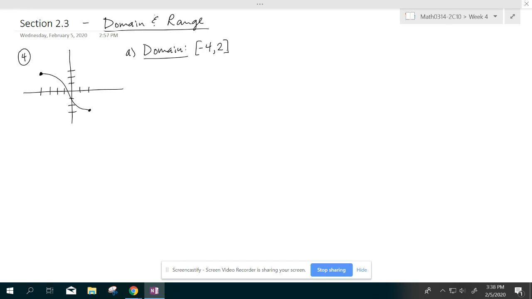Now the reason that's the answer is because as I move from left to right, where does the graph start existing? At -4? And does it continue to exist up until 2? And then what happens after 2? It ceases to exist, right? So from -4 to 2, the graph exists. And did y'all notice the domain moves from left to right?